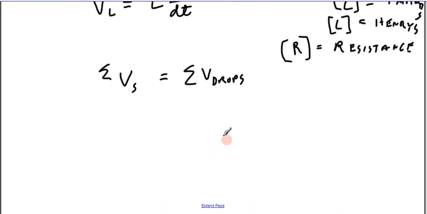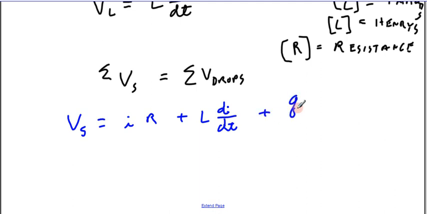Okay, well in that case, the source voltage has to equal IR, the voltage across the resistance, plus L di dt, the voltage across the inductor, plus Q over C, the voltage across the capacitor.